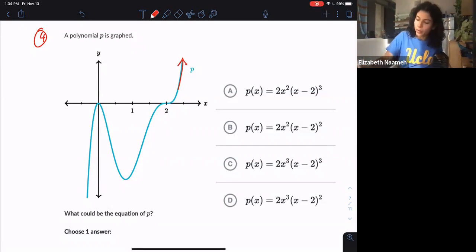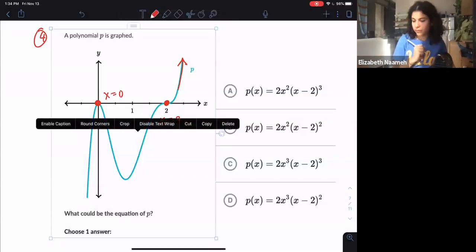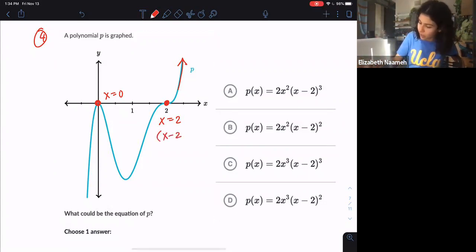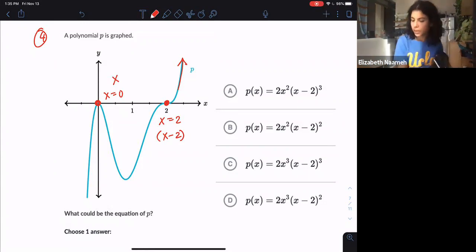This is going up on the right side, meaning that they should have a positive in front. So I'm checking. They all check out. They all have a positive in front. Not helpful. Okay, next, I'm going to use my zeros. So I'm going to draw dots at my x-intercepts and label them. This is x equals 2, and this is x equals 0. So if I have an intercept at x equals 2, then I know I have a factor of x minus 2, and I'll just put it right here. And if I have an intercept at x equals 0, my factor should be x, or some power of x. Let's check. Can we eliminate anything based on that?